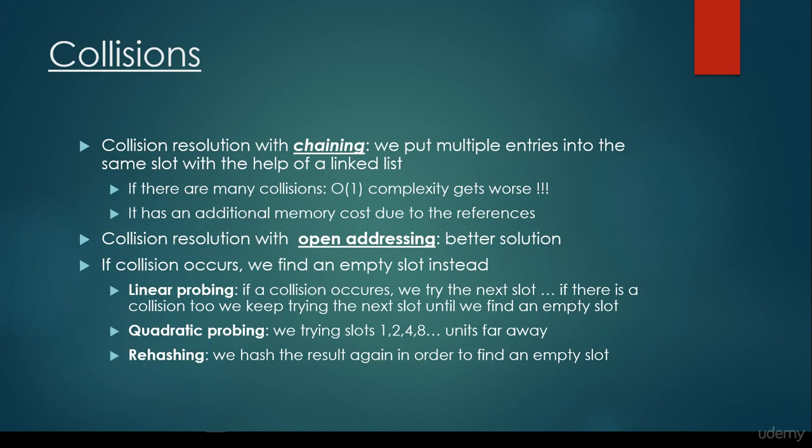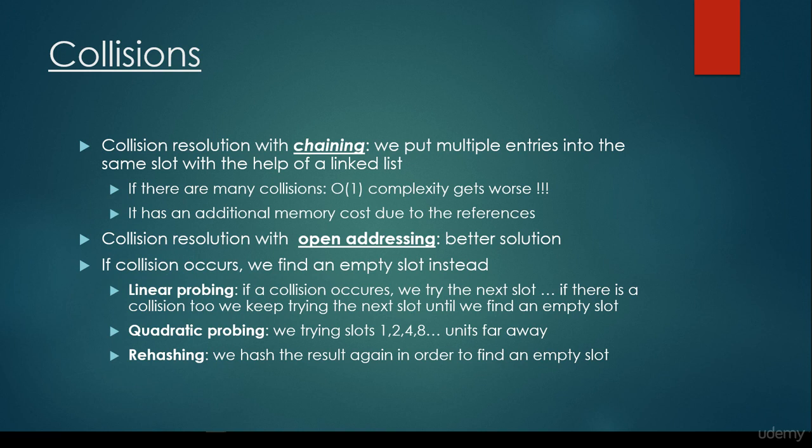Okay, so just to summarize again, what about collisions? We can solve the collision problem two ways, chaining and open addressing. Collision resolution with chaining is when we put multiple entries into the same slot with the help of a linked list. If there are many collisions, then the order 1 complexity gets worse. Why? Because in the worst case scenario we generate the same index for all of the keys. It means that we are going to end up with a linked list because we have to store all the items with the same array index.